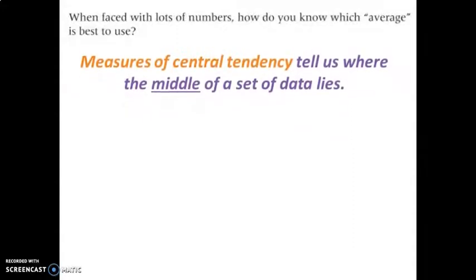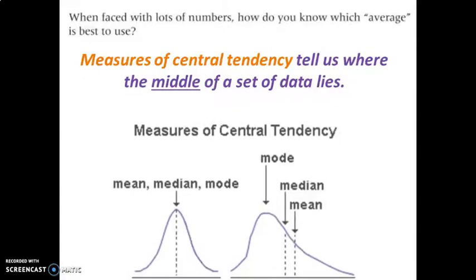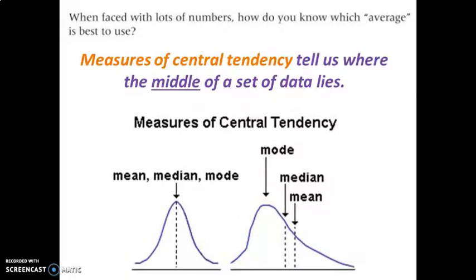Basically, what we're looking for is a measure of central tendency, which is some measure that tells us where the middle of a data set lies. When we think about the average, we think about what's the middle value. So that's what measures of central tendency give us. There are three most common measures of central tendency, and they are the mean, the median, and the mode.